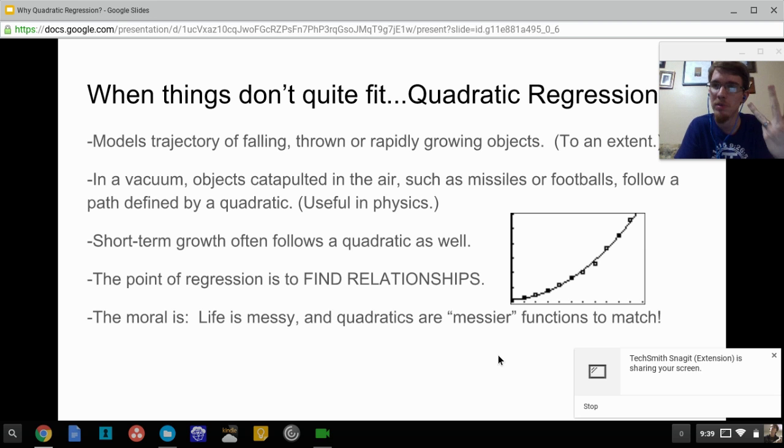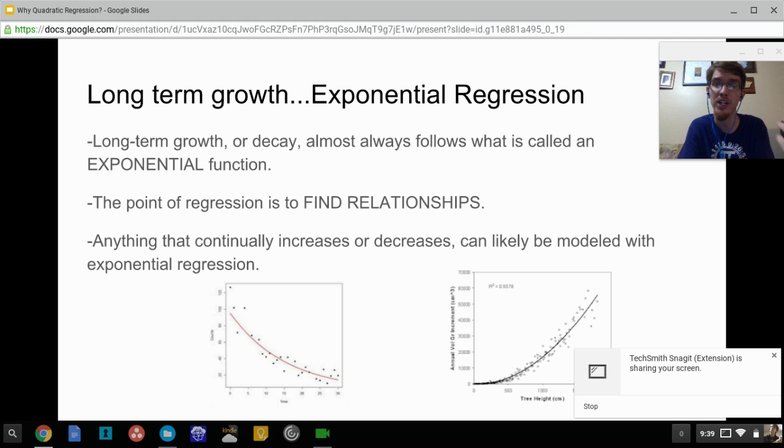The third type of regression that's the most common is called exponential regression, and it's really good for long-term growth. Now, we're not going to deal with this right now, but eventually you will, and we'll talk about exponentials toward the end of the year. But exponential regression is really good for long-term growth or decay. So things like radioactive isotopes. They start out with a certain amount, but every so many years, they decay. They kind of decrease at a steady rate.